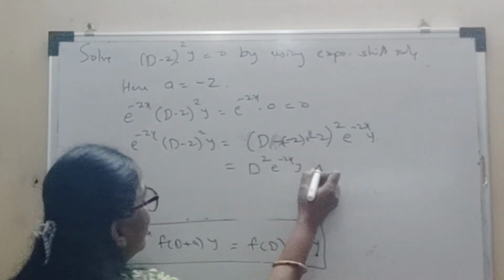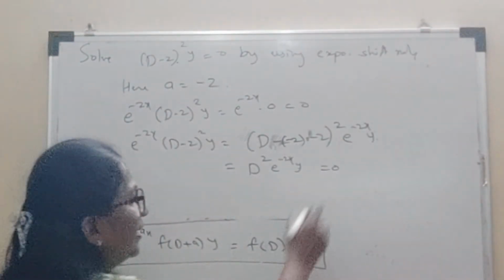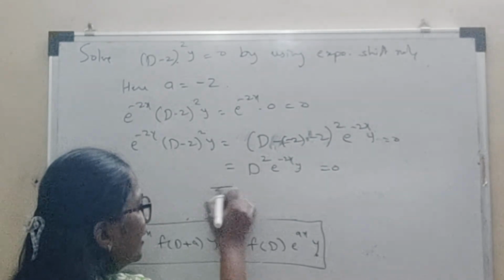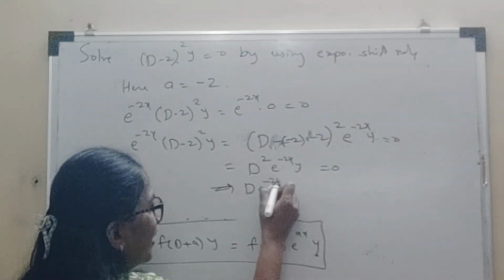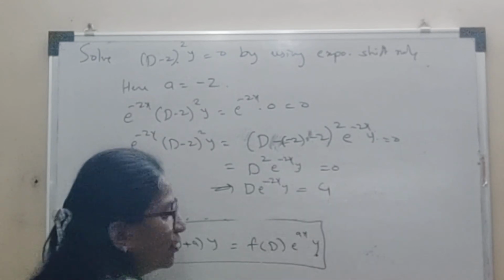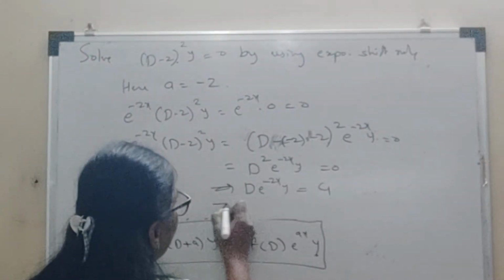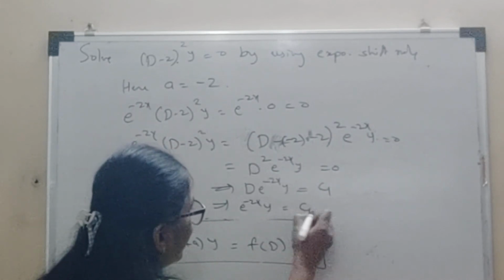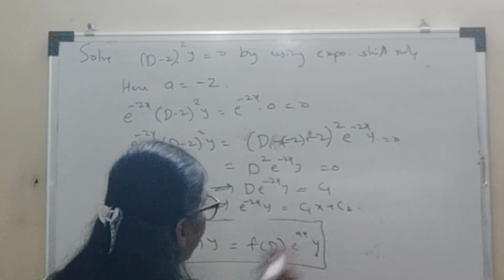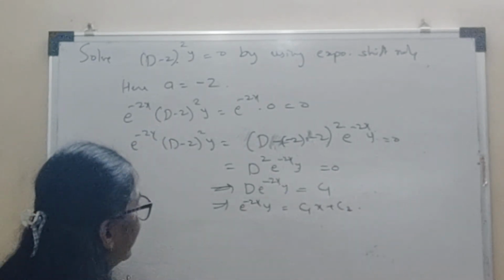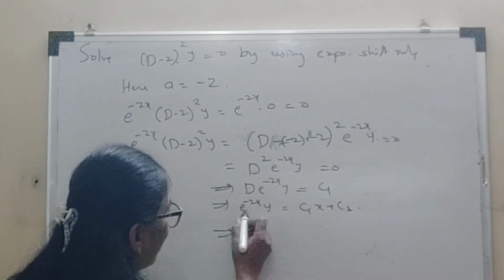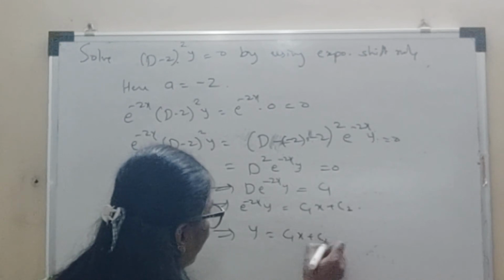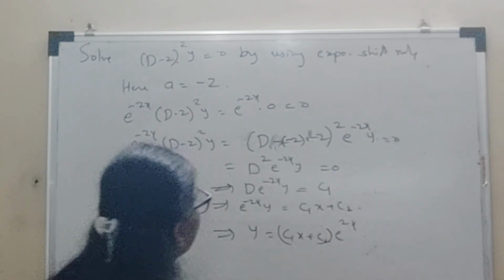So integrate on both sides, and that is equal to 0. After integrating the second order derivative, we get the first order derivative: D of e raised to minus 2x y is equal to constant of integration c1. Once again, if I integrate, e raised to minus 2x operates on y is equal to c1x plus c2. If I multiply on both sides by e raised to 2x, I'll get y is equal to (c1x plus c2) into e raised to 2x. That is nothing but the solution.